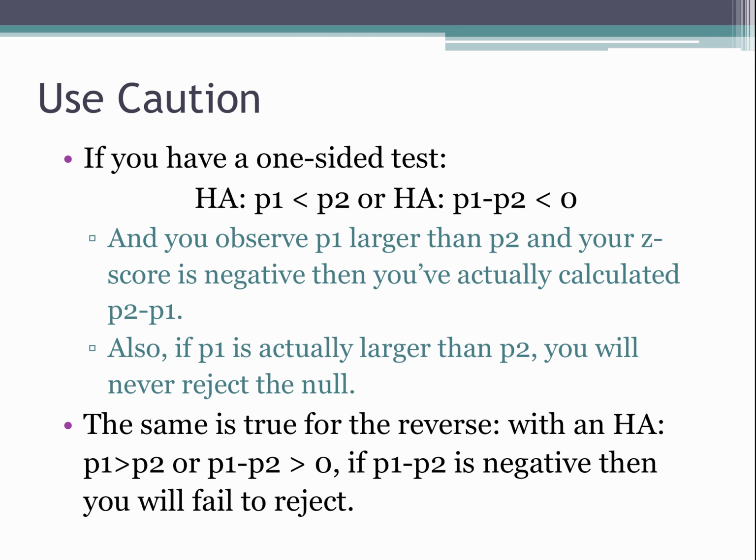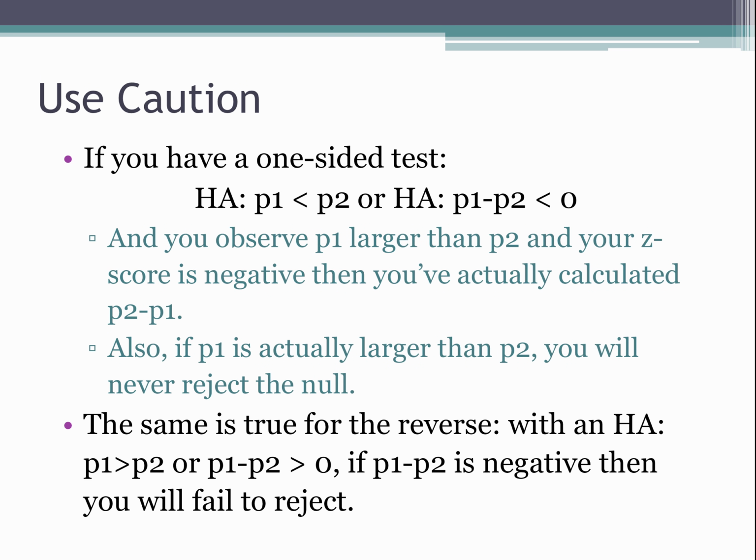Use caution when setting up one-sided tests. If I have a P1 and a P2, and I observe P1 to be greater than P2, so let's say I observe P1 has a success rate of 10%, and P2 has a success rate of 5%, make sure you know which way you've calculated it. So if I do 10 minus 5, that should be a positive difference. If I see a negative difference, that means I've set it up as 5 minus 10.